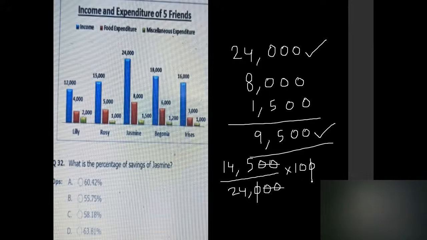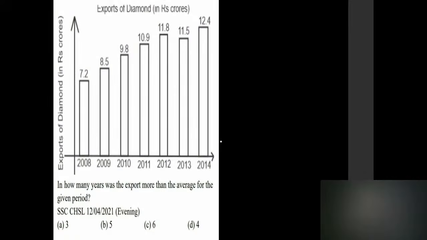Yes, 60.42. So the approximate value for this one is 60.42, which is the correct answer. Yes, 60.42% is the correct answer. Okay, let us go to the next question.